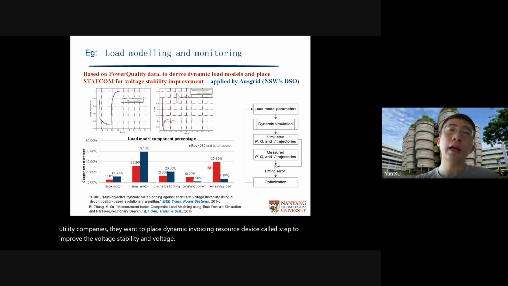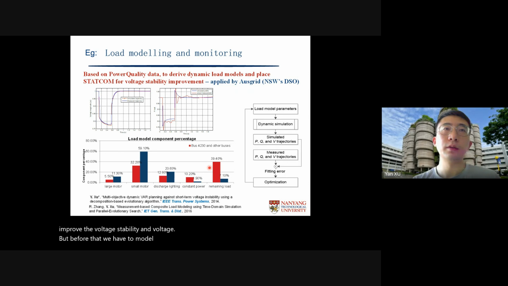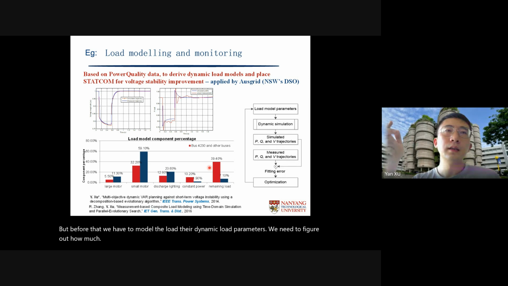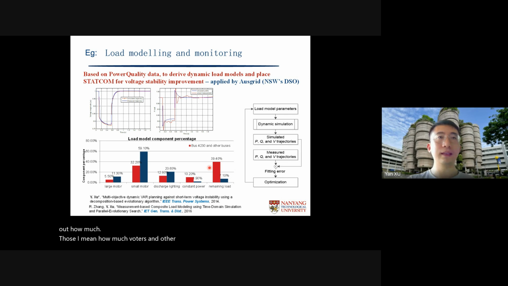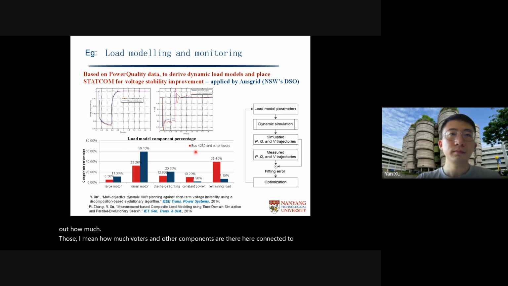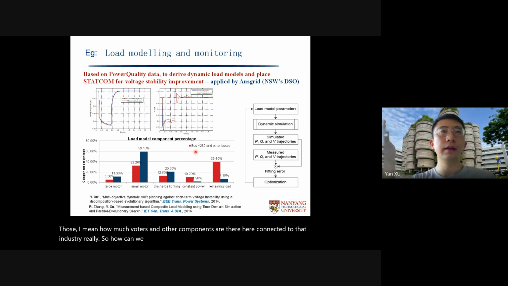But before that, we have to model the load, their dynamic load parameters. We need to figure out how much motors and other components are connected to that industry region. So how can we do that? How can we estimate the load components?